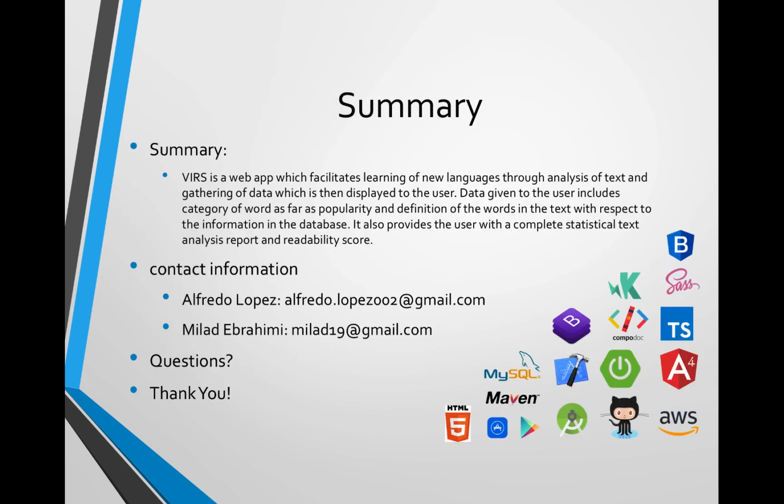So, in summary, VIRS is a web application that facilitates the learning of new languages through the analysis of text and gathering of data displayed to the user in a very intuitive way. Data given to the user includes a category for each word as far as how popular they are, and gives the definition for the words in the text so the user can inspect it further. It will also provide a user with a complete statistical text analysis report and readability score.